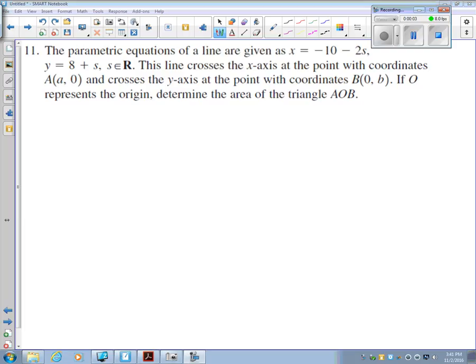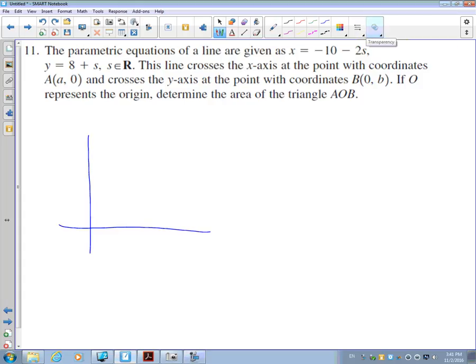In question 10, we're given the equation of a line, and we're told that it passes through 2 points on the axes. So A at (a, 0), and B at (0, b). So our line has to go like this. And we want to know the area of this shape.